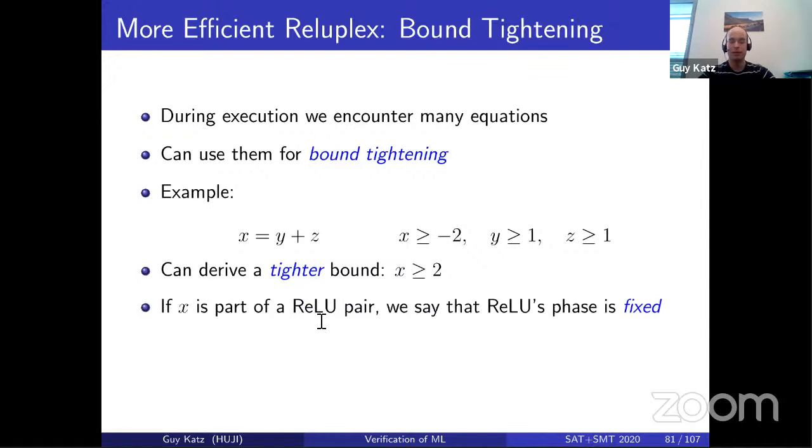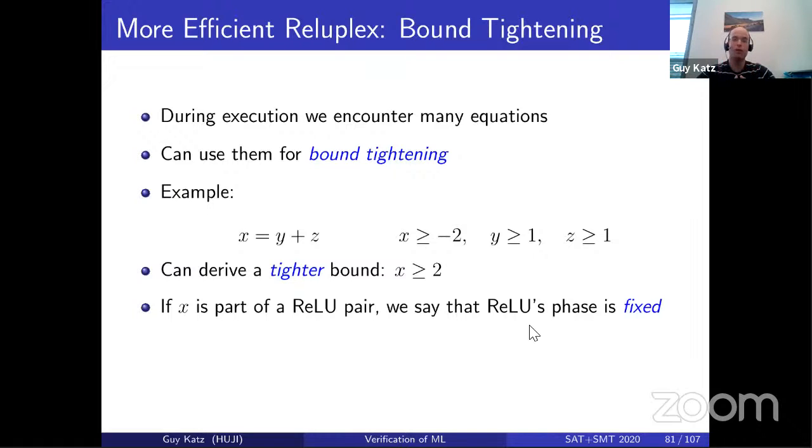Why is this better? Because if x is part of a ReLU pair, right, if it's either the input or the output to a ReLU constraint, then you know that that ReLU has to be in its active phase. You know that that ReLU is fixed. And this is really what you're looking for, right? Because remember, also from the NP completeness proof that we saw, the cause for the complexity of this problem is the presence of ReLUs. Every ReLU that you can get rid of makes your problem smaller, makes it closer to a linear program. It makes its complexity smaller.